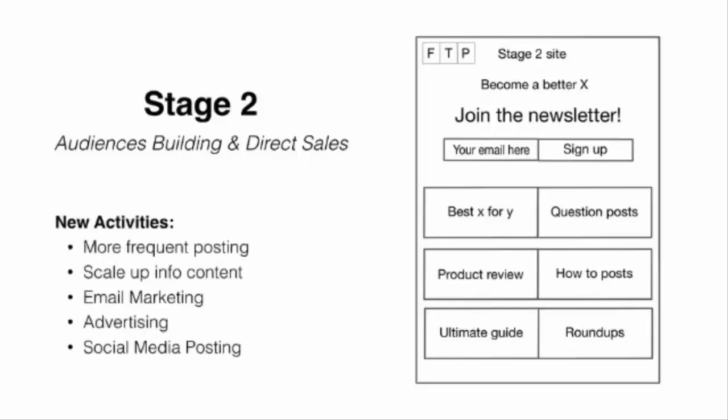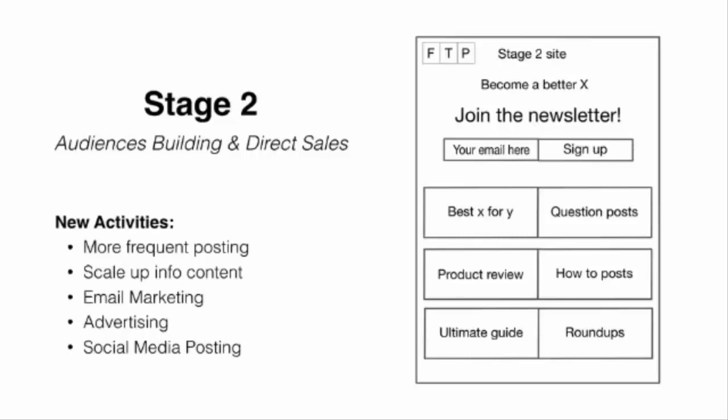Now, in terms of new activities, as I said, we add them on top of what we had on stage one sites, but we're going to have more frequent posting. It's pretty frequent to post every day. That's what we do on healthambition.com, one of our sites. We scale up info content a lot.